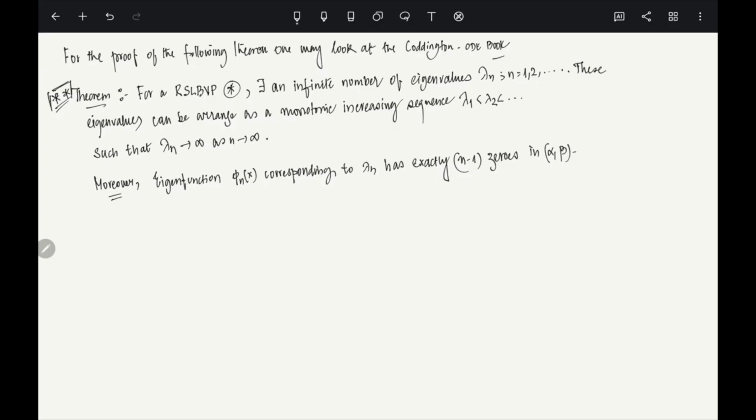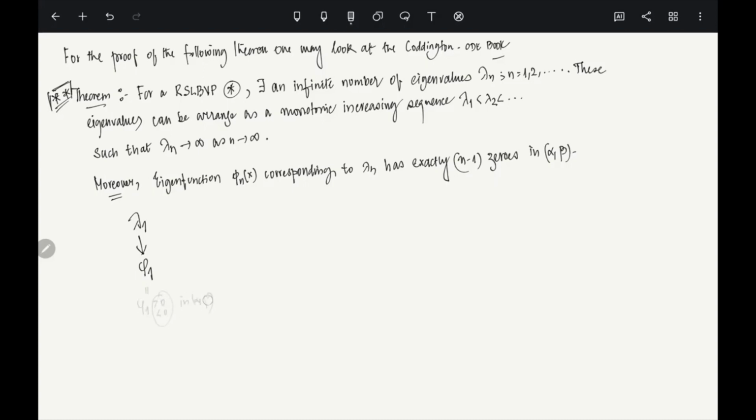So you do realize what I'm trying to say. Let's say lambda 1 is there. Corresponding to lambda 1, you have an eigenfunction phi 1. How many zeros does phi 1 have? In this case n is 1, so n minus 1 is 0. There is no zero. So phi 1 is either positive or negative. It doesn't have any zero anywhere in alpha beta, so it is not sign changing.